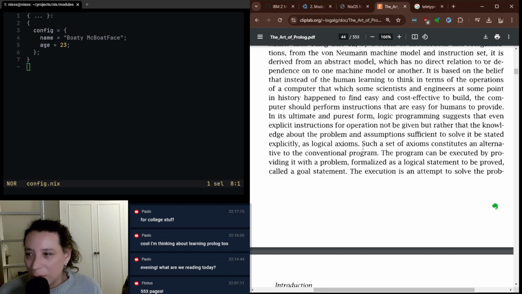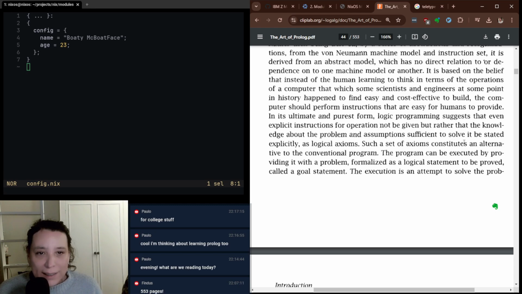For college stuff. Cool, I'm thinking about learning Prolog too. Yeah, actually, it's funny because the way I got into this was because there's an actual company that I was talking to, and they use Prolog and Clojure, which is like Lisp. And so if I work with them or help them out, I just wanted to know some Prolog, but also it was always interesting to me. I had no idea that people were using it in industry. But I guess so.